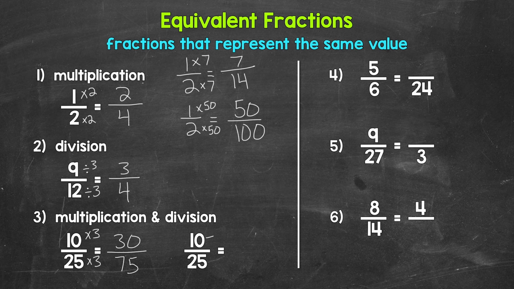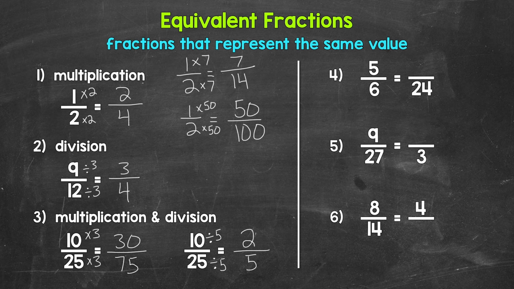Well, 5. Let's divide 10 by 5 and 25 by 5. 10 divided by 5 gives us 2, and 25 divided by 5 gives us 5. So we end up with 2/5. These are equivalent fractions.